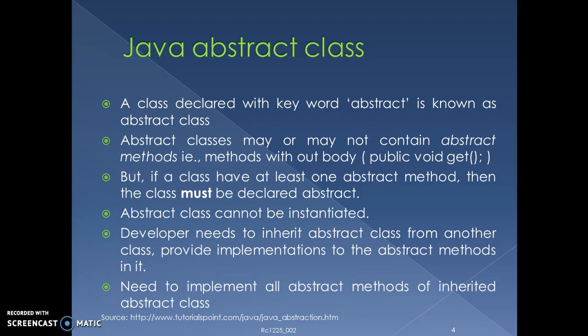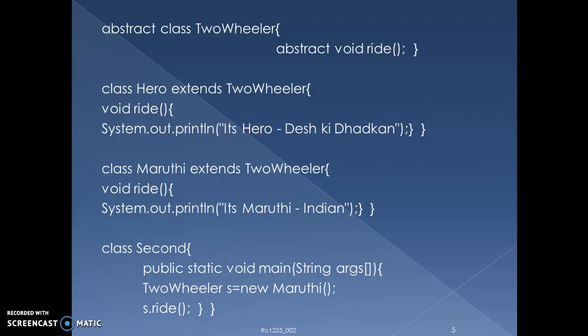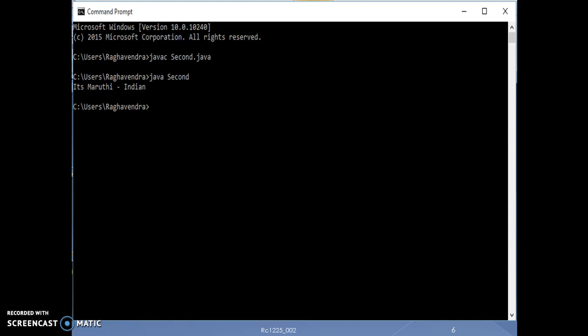The takeaway from these slides is that a class declared with the keyword abstract is called an abstract class, and if any one method is defined as an abstract method, the entire class will be treated as an abstract class. Now this is one example related to the abstract class, and this is the corresponding output.